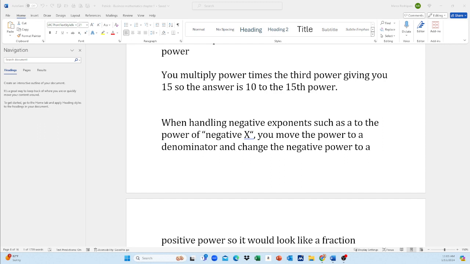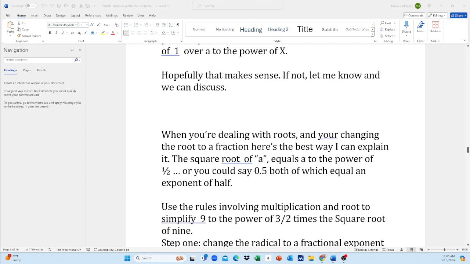When handling negative exponents such as a to the power of negative x, you move the power to a denominator and change the negative power to a positive power, so it would look like a fraction of 1 over a to the power of x. Hopefully that makes sense. If not, let me know and we can discuss.